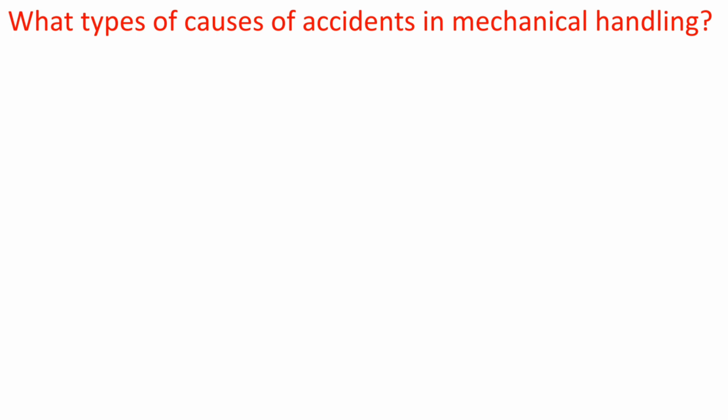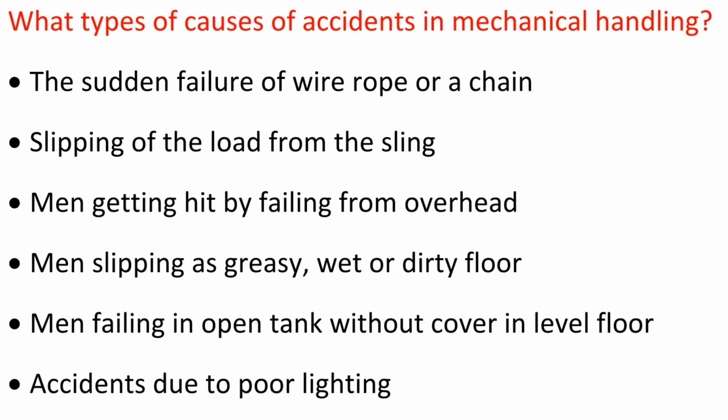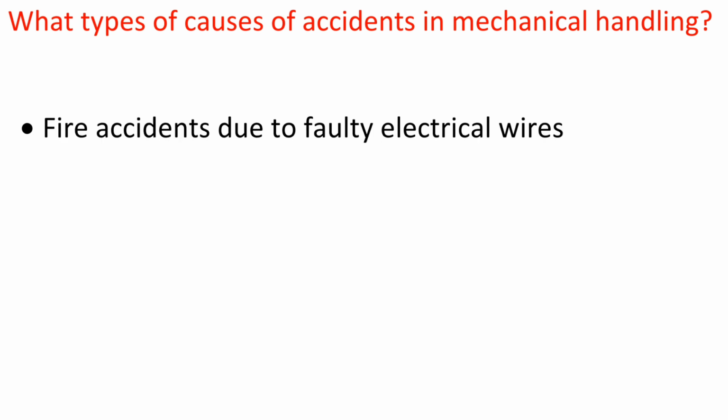Question. What are the causes of accidents in mechanical handling? Answers. The sudden failure of wire rope or a chain. Slipping of the load from the sling. Men getting hit by falling objects from overhead. Men slipping on greasy, wet or dirty floor. Men falling into open tank without cover in level floor. Accidents due to poor lighting. Fire accidents due to faulty electrical wires.